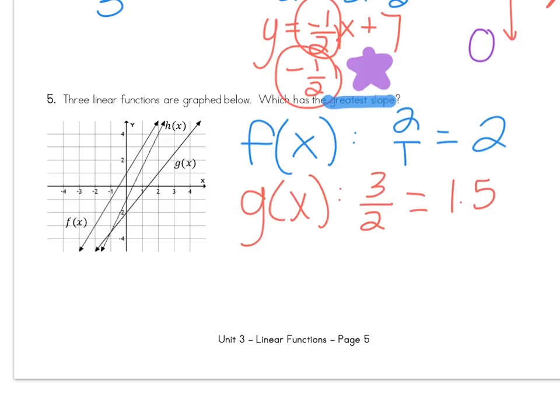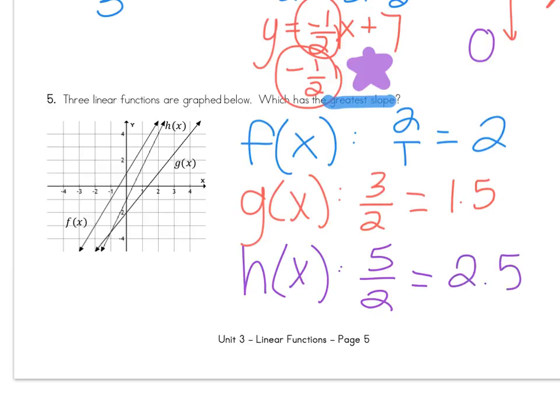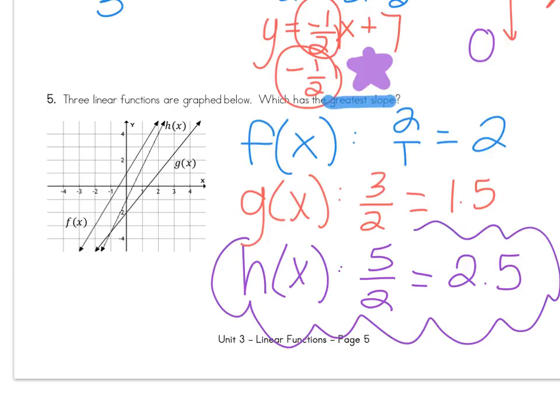And lastly, h of x. All right, here's h of x. Well, that's weird. Okay, there's a good point to use. And we have to go from there to there, it looks like. Okay, so up 1, 2, 3, 4, 5, to the right 1, 2. So that's h of x. We went up 5, went to the right 2, which is the same if you divide 5 by 2. You get 2.5. So my greatest slope would be h of x.